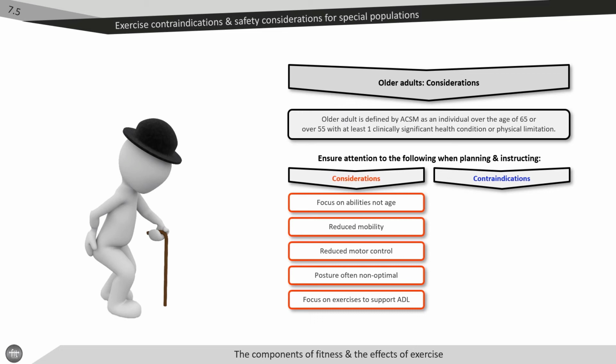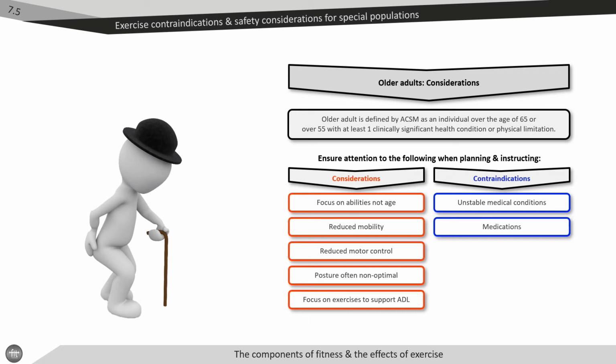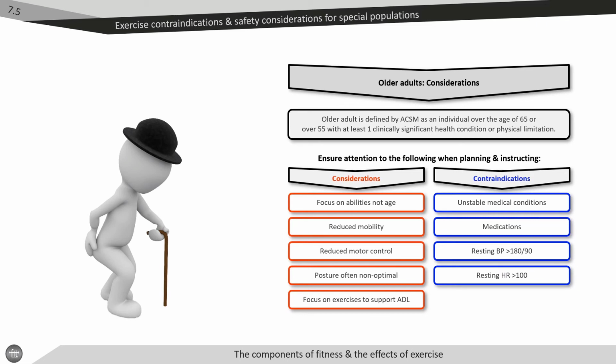Typical contraindications to exercise with the older population include any unstable medical conditions such as diabetes or angina, and the use of any prescribed medications to control these unstable or chronic conditions. Individuals having either a resting blood pressure of 180 systolic over 90 diastolic, or a resting heart rate of over 100 beats per minute before exercise, or any recent unexplained dizziness, should be advised not to exercise and signposted to their GP for clearance or referral to exercise.